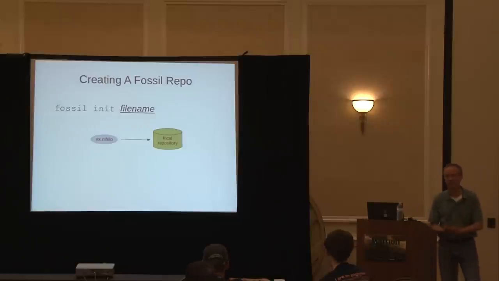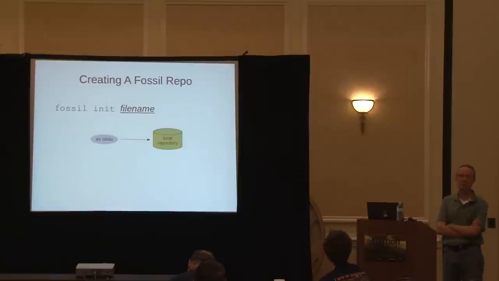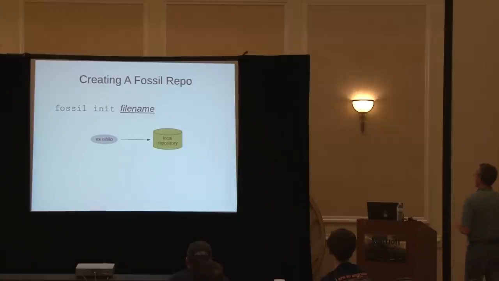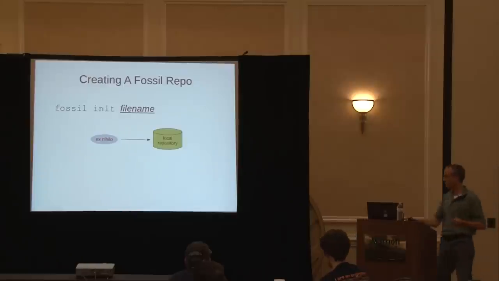So, a quick tour of Fossil. If you want to start using Fossil and play with it, the first thing you need to do is produce a repository. I'm going to give you four ways to generate a Fossil repository. You can do fossil init. Just type the command fossil init and then the name of a file. That file name will become your new repository. It will be empty. It will have a generic name like unnamed repository, which you can change. But it will be an empty repository. Mercurial and Git work the same way.